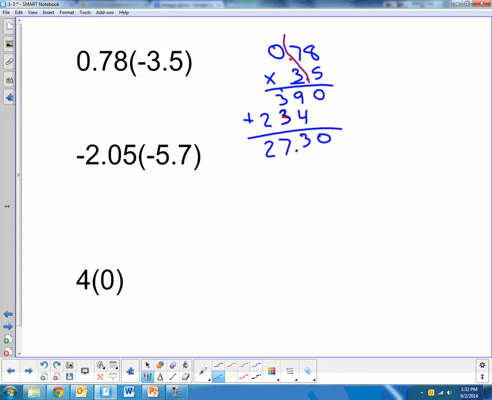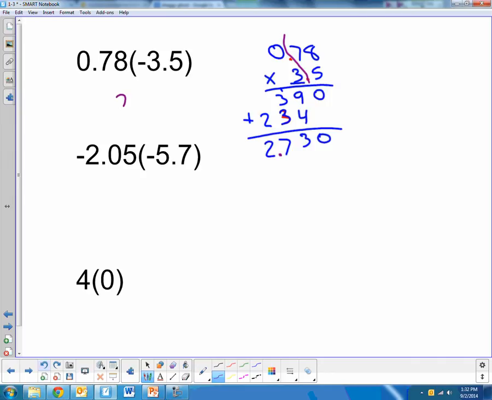If I put the decimal point here, there's only 2 numbers on the right side of the decimal point. That is going to be incorrect. So I need to put that decimal in between the 2 and the 7. Now there are 3 numbers on the right side of the decimal point. 0.78 times 3.5 is 2.73. The 0 you can leave on if you want. You don't need it, though.